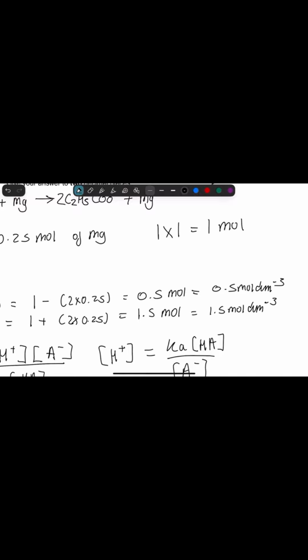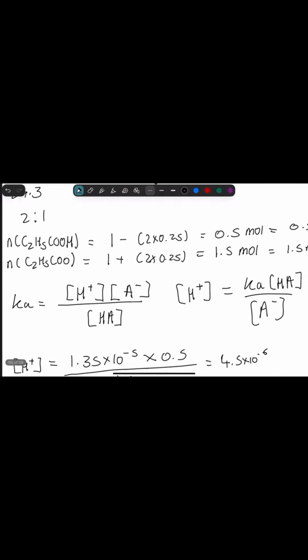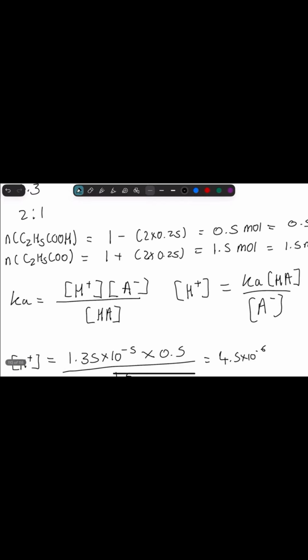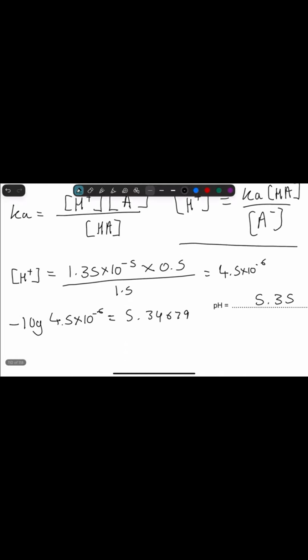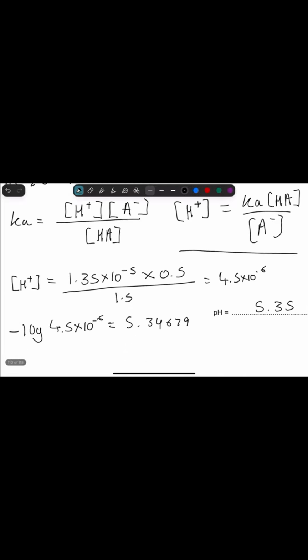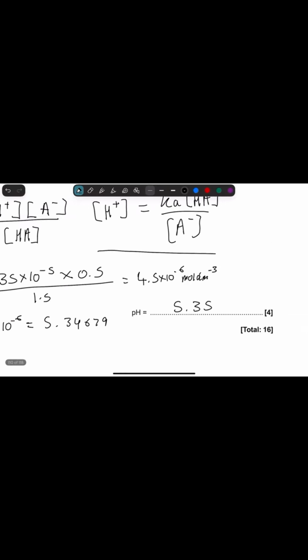So, I can work out the concentration. Fine. Cool. Got that. Now, we're going to use our Ka formula. As we do, we're going to rearrange it for H plus, as I've done on the right here. When we do that, put in your values that I've done below. We're going to have 4.5 times 10 to the minus 6 mole per dm cubed is going to be our concentration of H plus. And we know the formula, minus log the concentration of H plus is equal to the pH, and we'll end with 5.3.